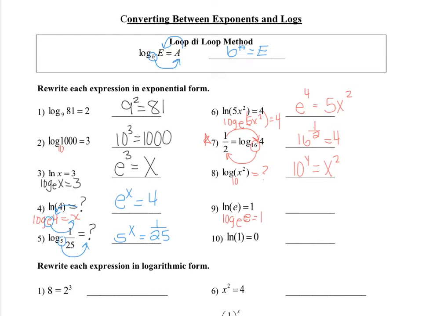So let's write loop-de-loop. Start with the base, e to the 1st equals e. Same thing here, log base e of 1 equals 0. E to the 0 equals 1. And are all these statements true? Yeah, e to the 1st is e, e to the 0 is 1. 16 to the 1/2, or the square root of 16, is 4. So these are all true statements.